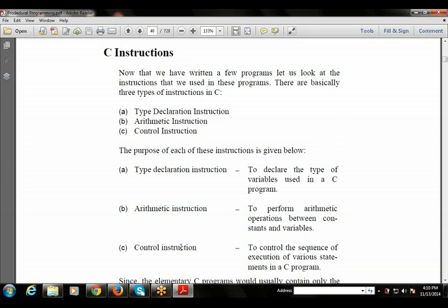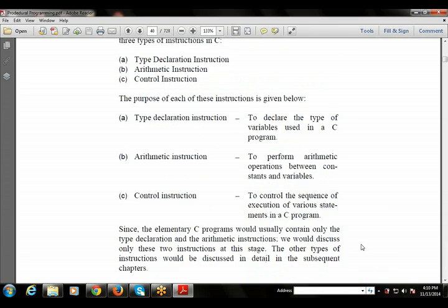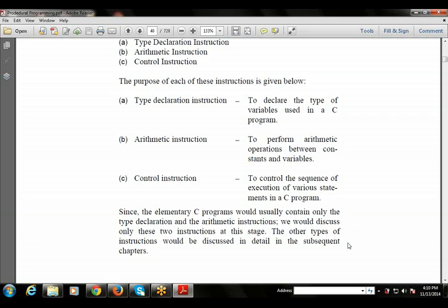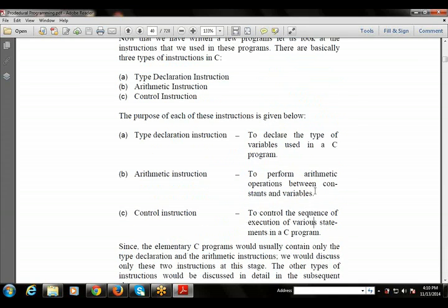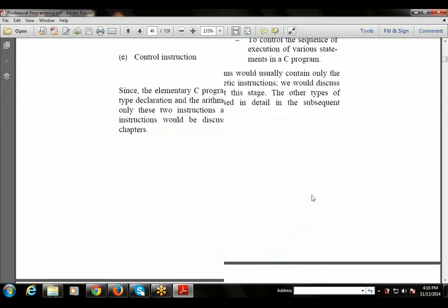There are also control instructions, which are used to control the sequence of execution of various statements. Since an elementary C program would usually contain only the type declaration and the arithmetic expression, we will discuss only two instructions at this initial stage. That is, only two instructions were covered in yesterday's class: type declaration and the arithmetic instruction.